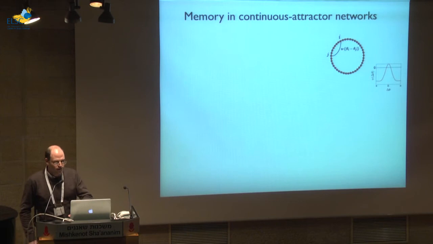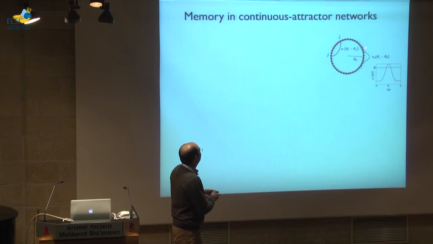A few of the neurons are firing. There's a bump of activity right here. They're inhibiting the rest of the neurons. But now, because of the rotational symmetry in this network, the bump can be anywhere on this ring. So there is a continuum of possible steady states of this network.